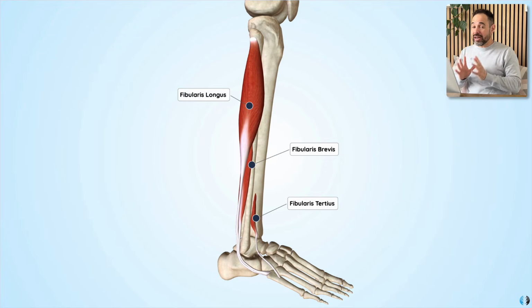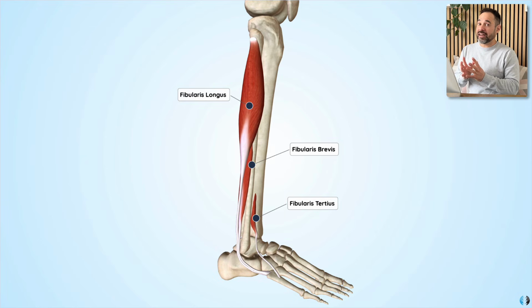So there's a couple of really important things to highlight about these muscles related to their positioning. Notice how fibularis longus and fibularis brevis run posterior to the fibular bone before looping underneath the lateral malleolus and inserting into the foot, whereas fibularis tertius actually runs anterior to the fibular bone before inserting into the foot at the fifth metatarsal. So why does this matter? Well, there's two key reasons.